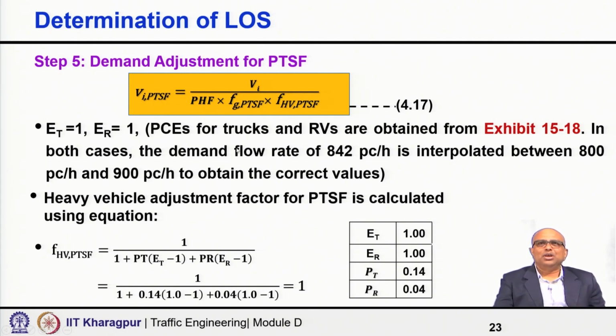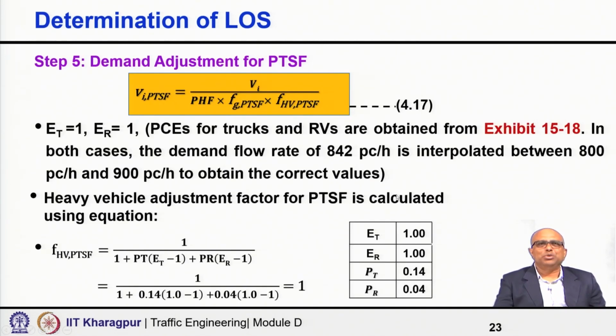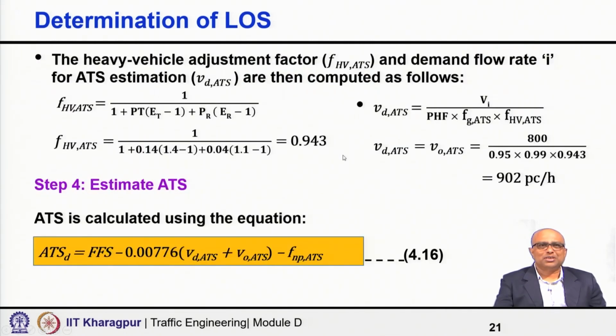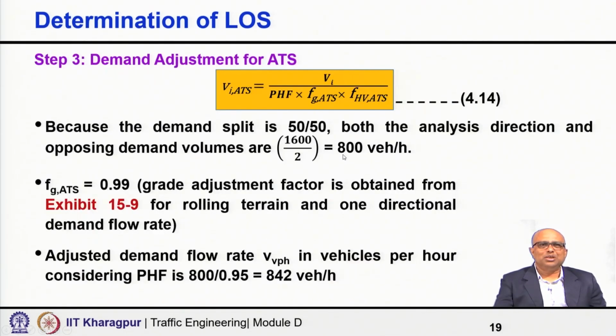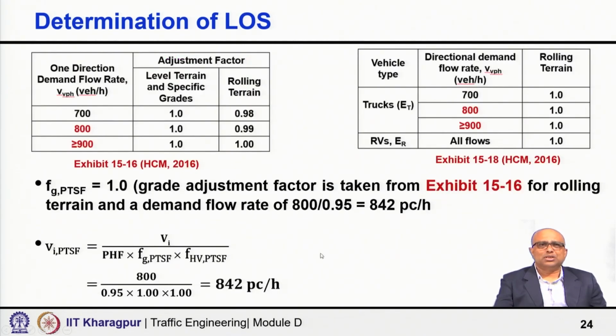So, here also for exhibit 15-18, if you see, for all flows up to 800, the value is 1, and for 801 to 900 and greater than 900 it is also 1. So it does not matter in between also for 842. Where has 842 come from? You got it by applying the peak hour factor. The original flow was 800, and the adjusted value based on 842 is the one to be used. So you get it, in both cases it is 1.